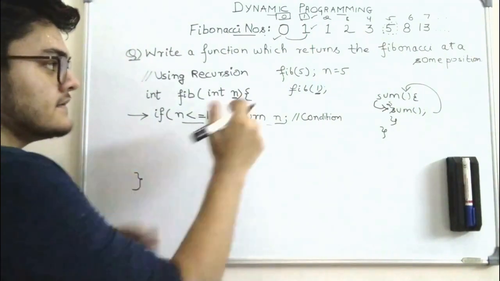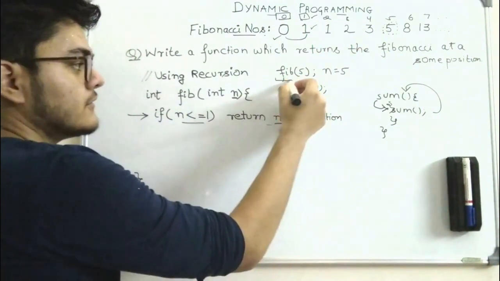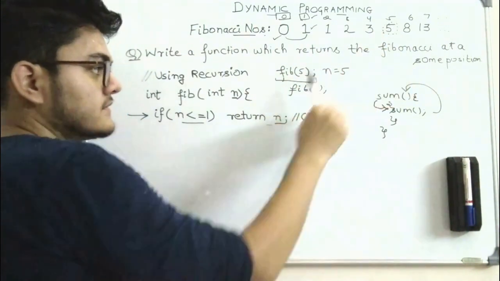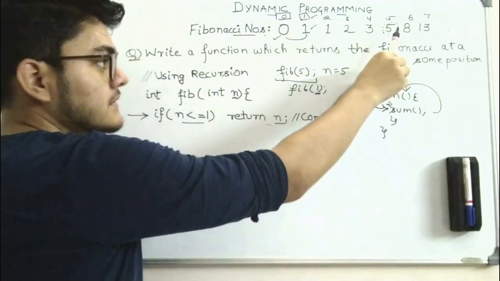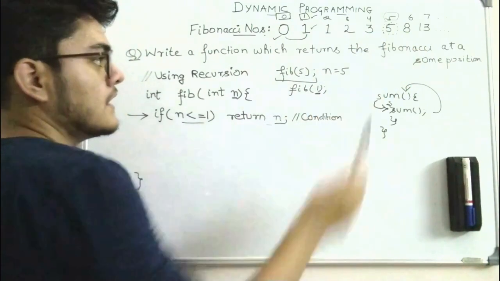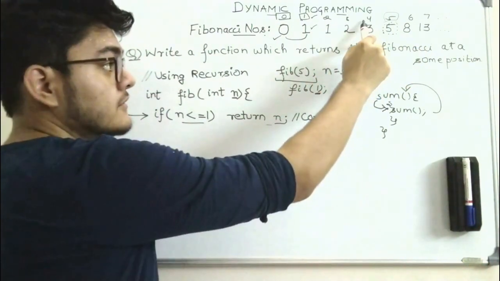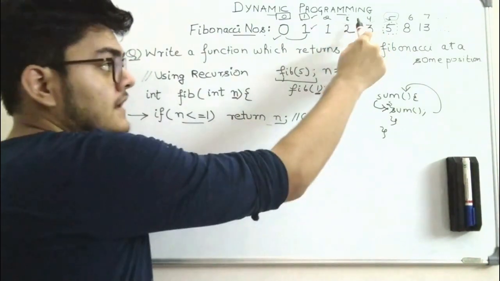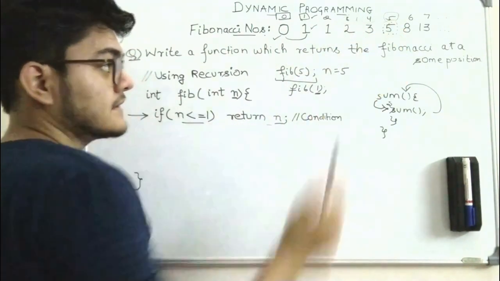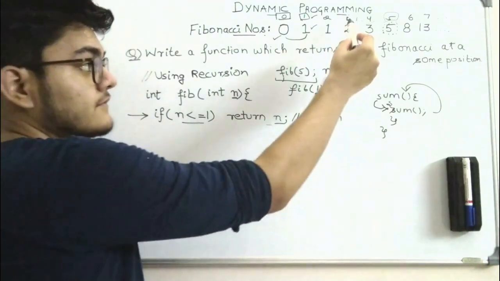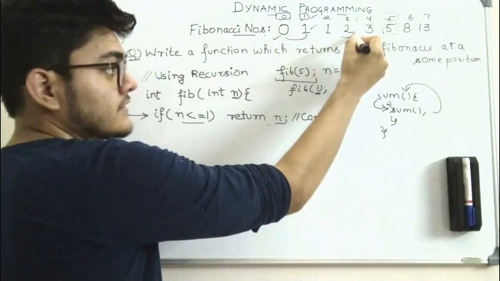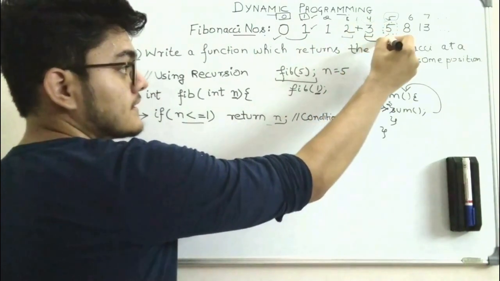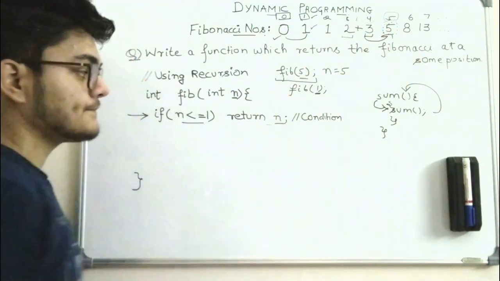So let's suppose I want to calculate the Fibonacci number at the 5th position. To get this Fibonacci number at the 5th position, I will first have to calculate the Fibonacci number at the 4th and the 3rd position, and then I will sum them up to get this number. You can see that the Fibonacci number at the 3rd position is 2 and at the 4th position is 3, so I will just add them up to get Fibonacci of 5.